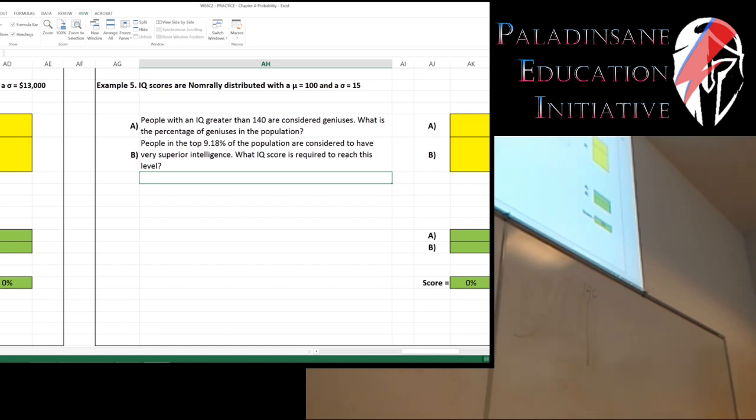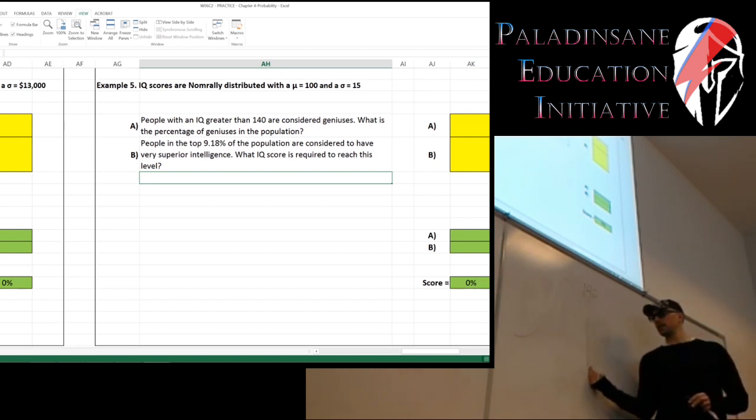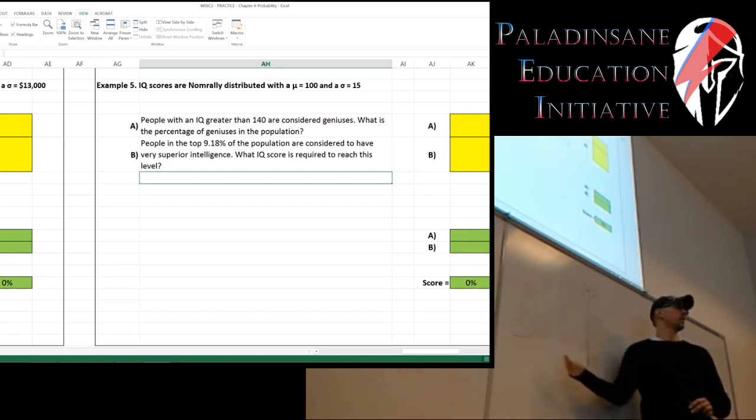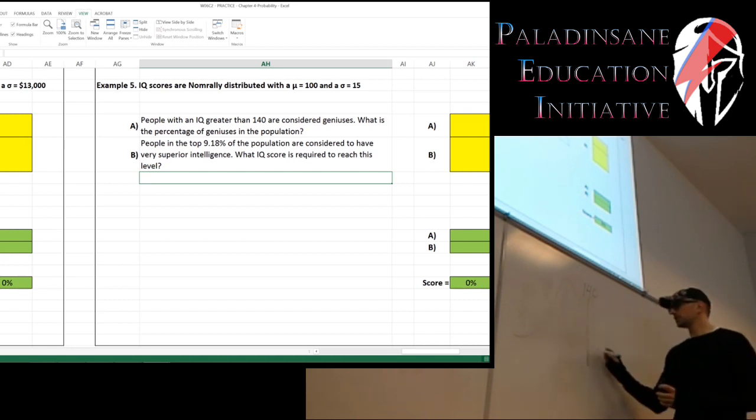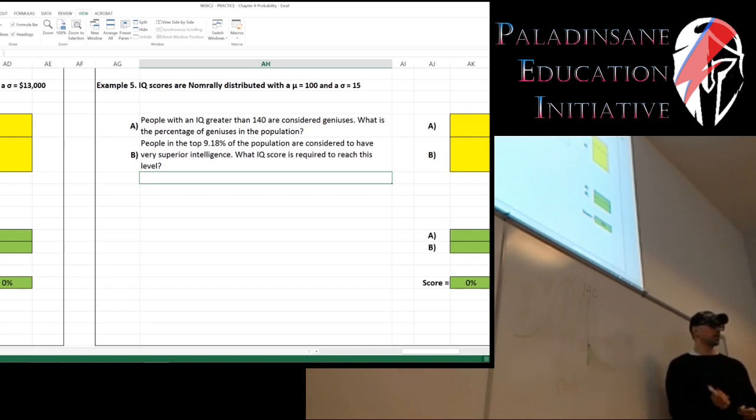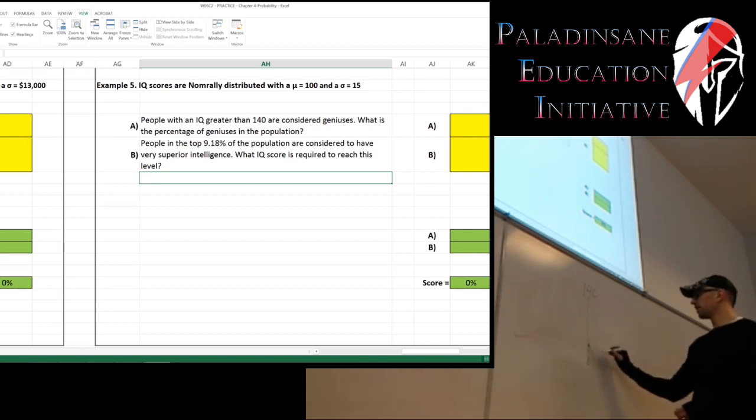Next thing you want to do is ask yourself which part of this needs to be shaded. People with IQ greater than 140 are considered geniuses. So what is the percentage of geniuses? Well, here's 140 right here. If you're less than 140, you're not a genius. These people here don't meet the criteria. You have to be more than 140. So the geniuses are all these people here. This is the percentage we want. We want to find out what percentage this is of the entire curve. Now that we have that, we're ready to go. We need to figure out what that percentage is.